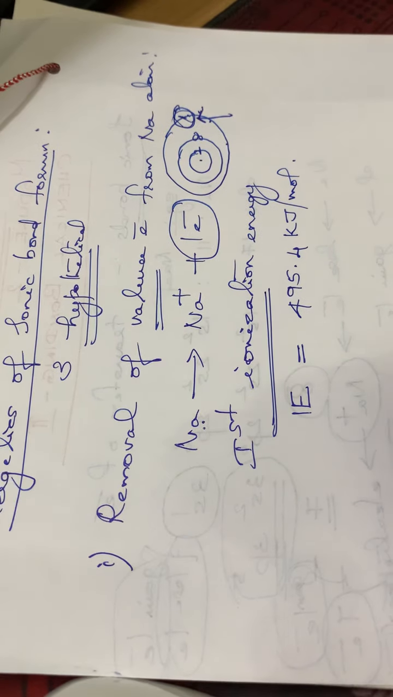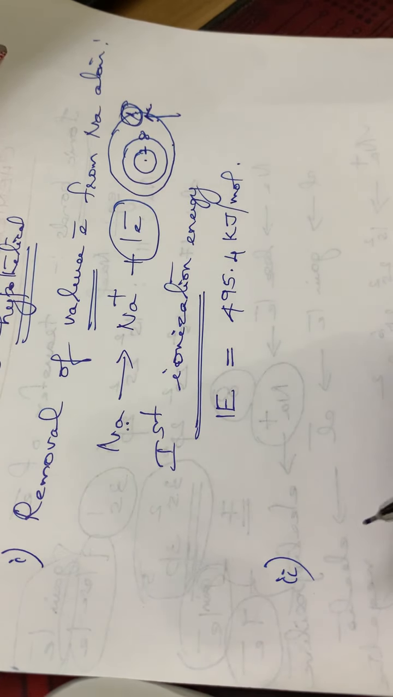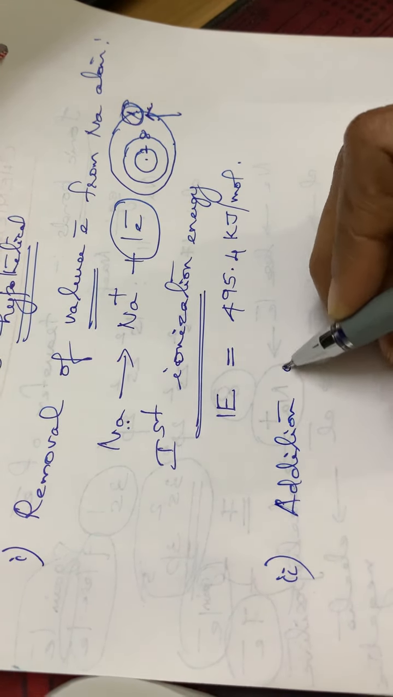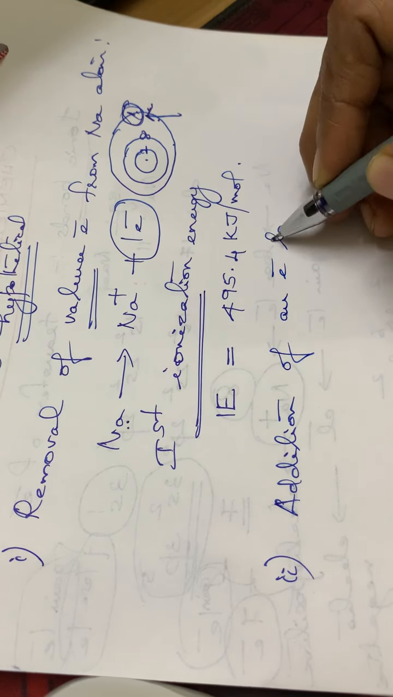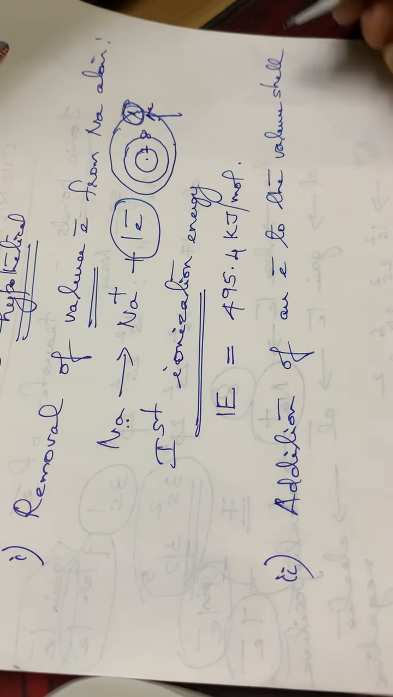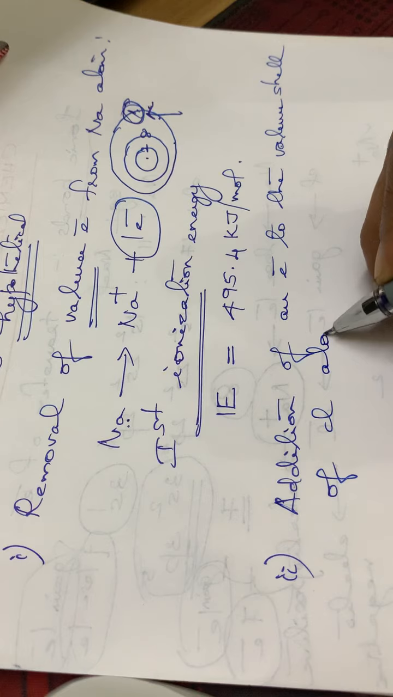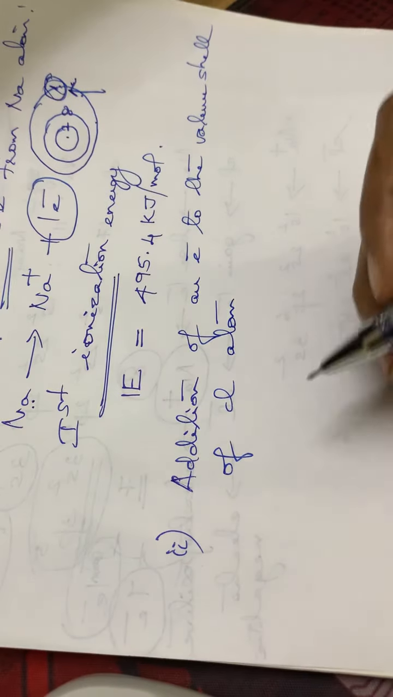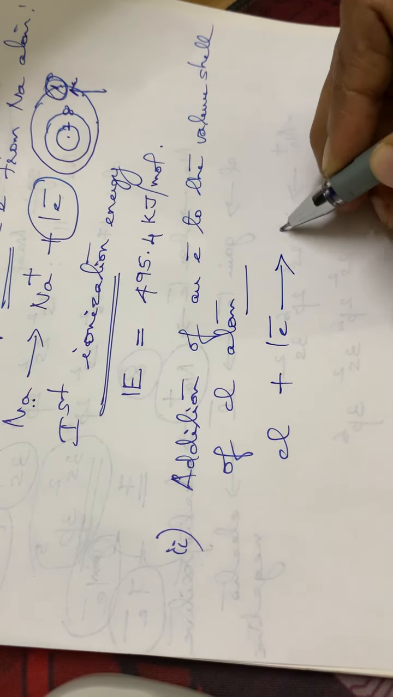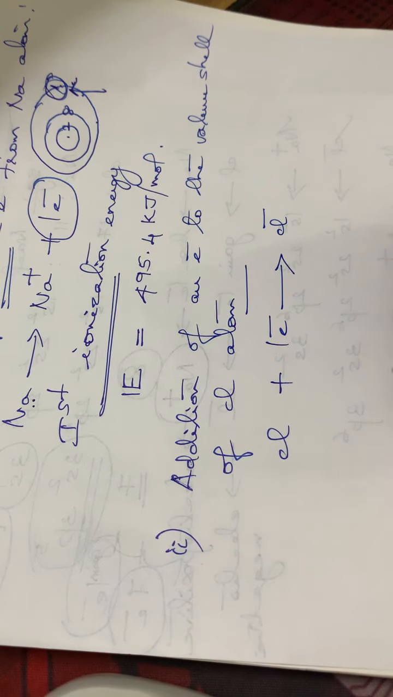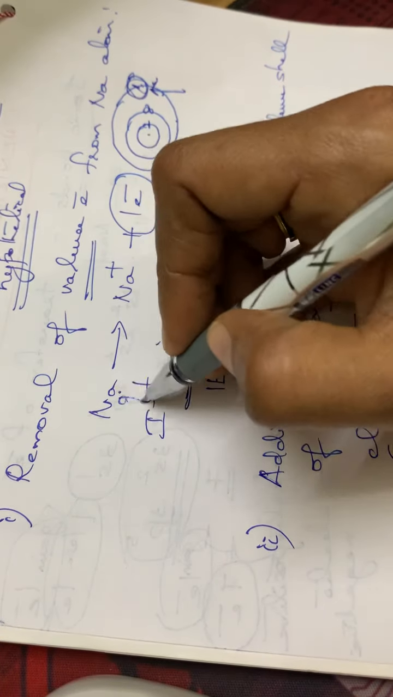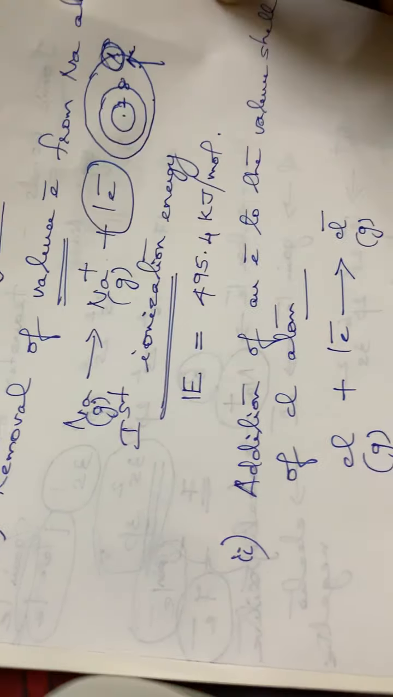Okay, then the next hypothetical stage, what is it? It will be the addition of one electron to the valence shell of chlorine atom. Already we had written the equation, that is Cl plus 1 electron. 1 electron is added to chlorine atom, so the result will be Cl minus ion, isn't it? Here chlorine is in the gaseous state, Cl minus is also in the gaseous state. Here also sodium is in the gaseous state, Na plus is also in the gaseous state.